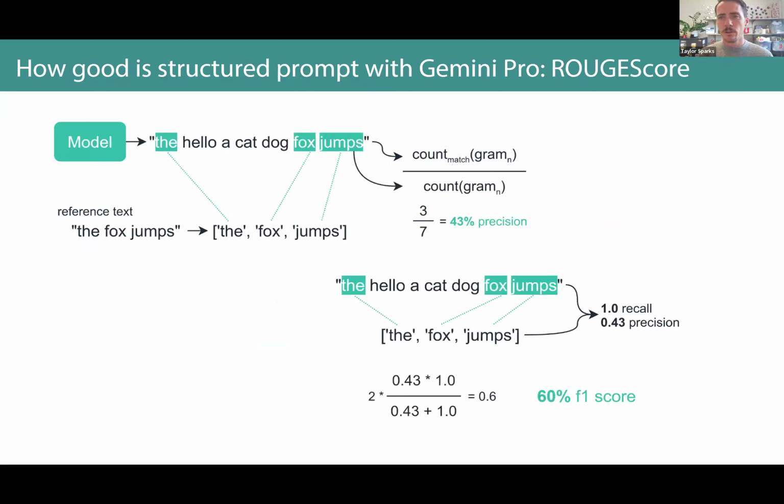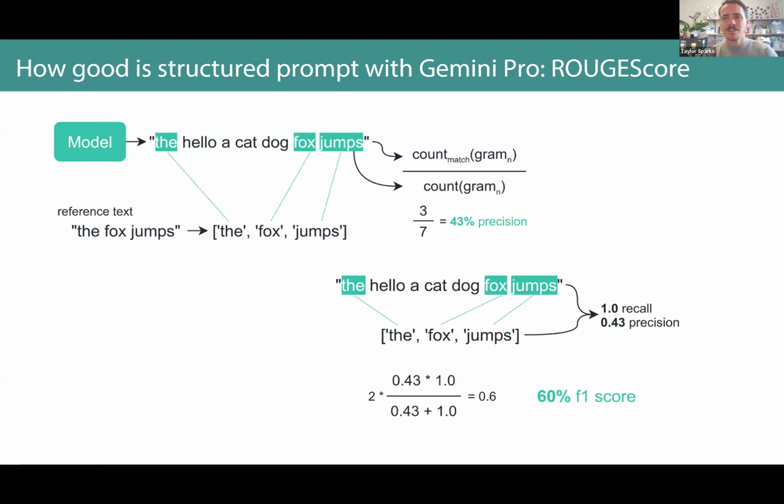Like the simplest is the Rouge score. The Rouge score is basically a measure of precision, right? And recall, but it doesn't take into account context. So for example, if the model spit out the words "hello, a cat, dog, fox jumps," and the reference text included "the fox jumps," then it would look at the output and say, okay, the words the, fox, and jumps are all there. So it had 3 words that were correct out of the 7 total. That's a 43% precision. And in terms of recall, you could say it had 100% recall. All of the words I was looking for are there. It just had some other nonsense words. So you could calculate an F1 score.